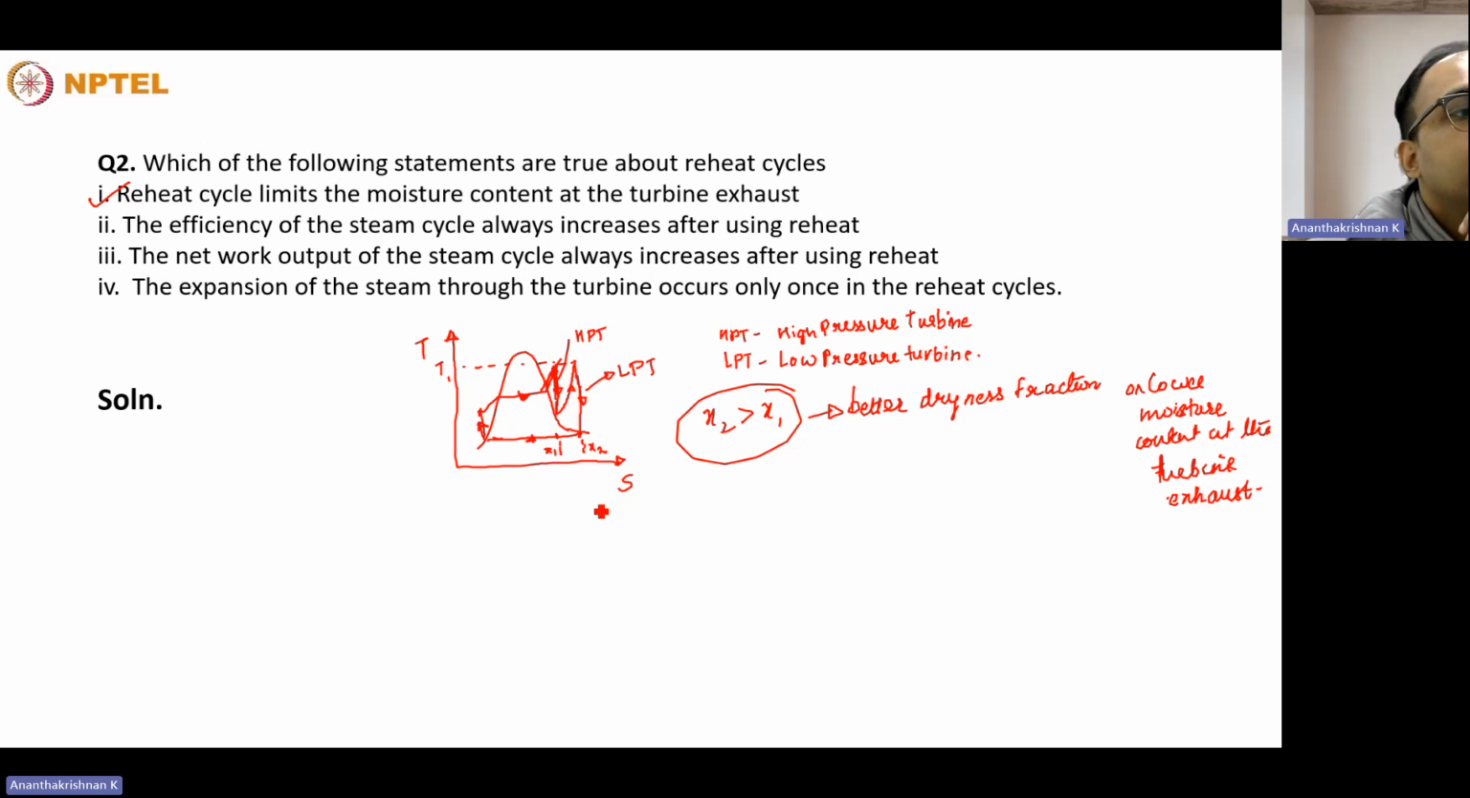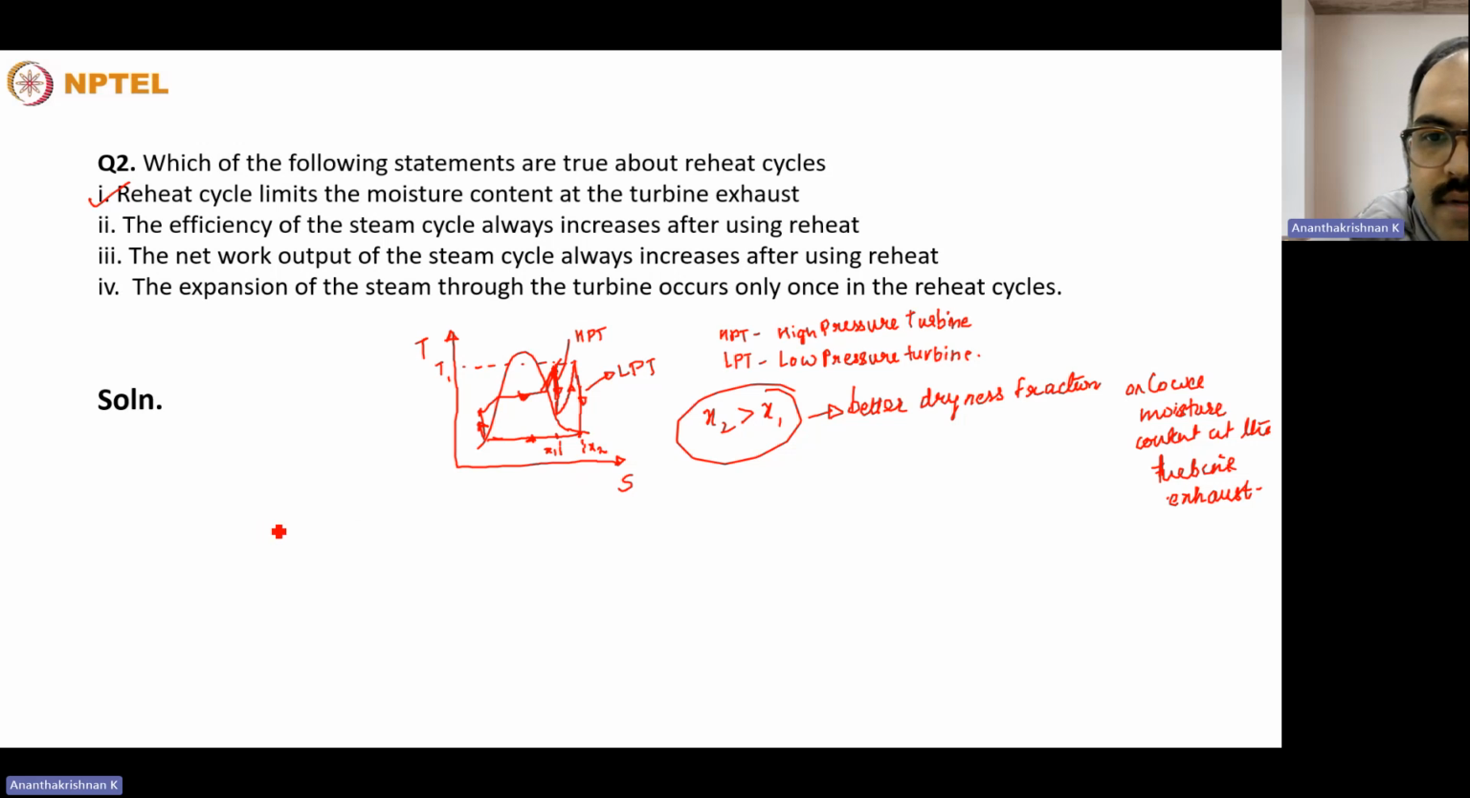The second option is whether the efficiency of the steam always increases after using a reheat. The third one, the net work output of the steam always increases after using the reheat. So we can club these cases together and see whether both of them are right or only one of them is right. What we could see is that after reheating, the total area in the cycle increases.